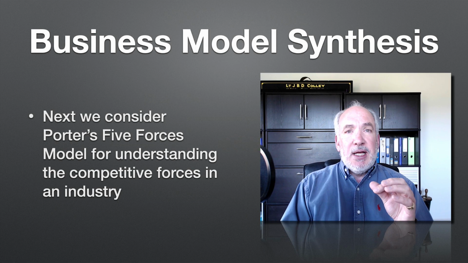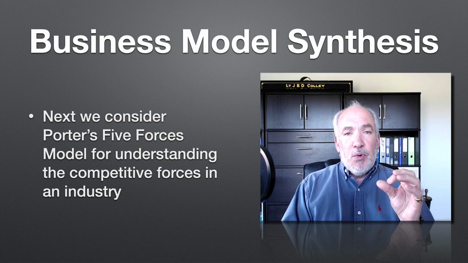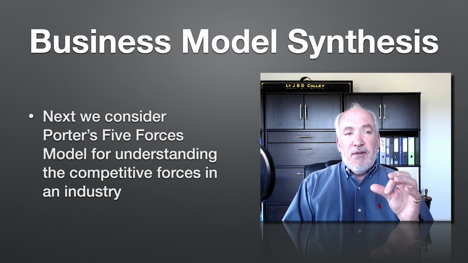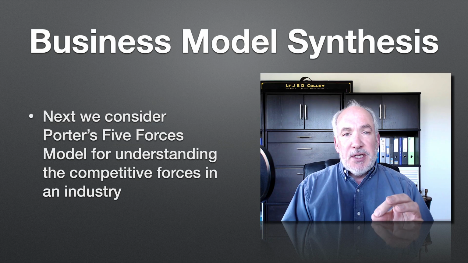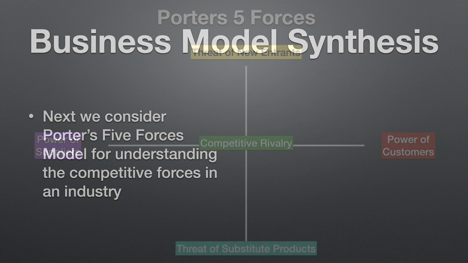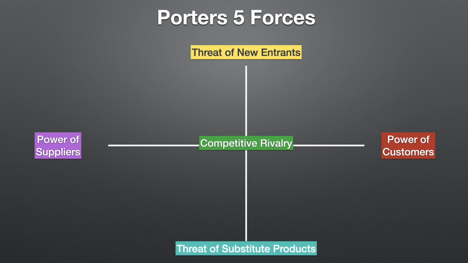But then we can start to think about Porter's 5 forces model for understanding competitive forces in an industry. So we have the 5 forces here on the same grid as the SWOT analysis, but on the left you have the power of suppliers and on the right you have the power of customers. All these forces are external, but at the top you have the threat of new entrants to the industry and at the bottom the threat of substitute products, and in the middle you have competitive rivalry.